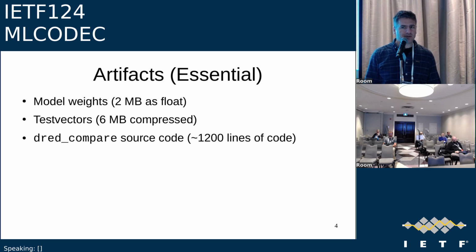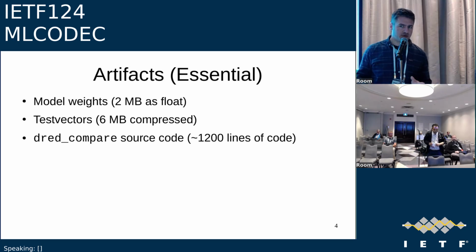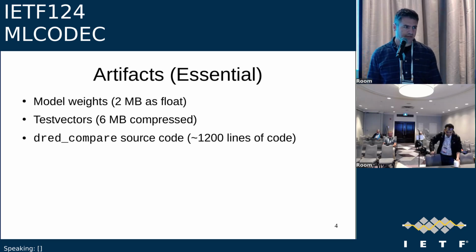Then we have the test vectors, and the compressed test vectors are about 6 megabytes. And then there's the Dread compare tool with the FFT that's needed there, and we're talking about 1,200 lines of code. And that itself is sort of the minimum that's required to have a Dread specification, I believe.